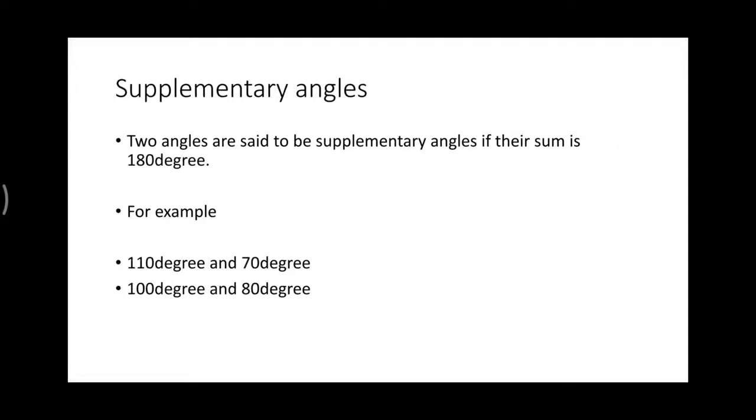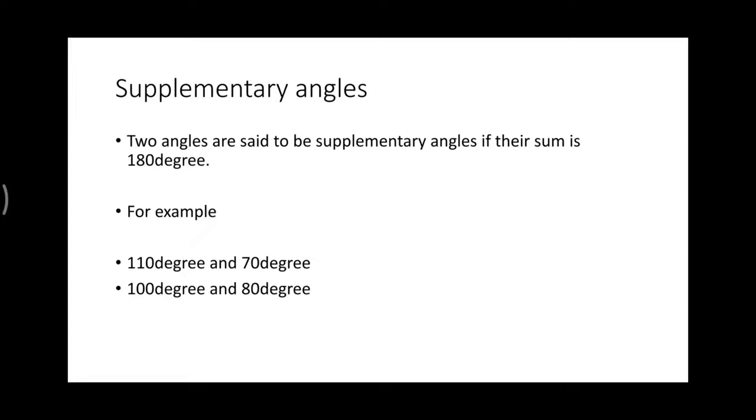Now supplementary angles. Two angles are said to be supplementary angles if their sum is 180 degrees. If the sum is 90 degrees, then they are complementary angles. If the sum is 180 degrees, then these are supplementary angles. For example, 110 degrees and 70 degrees both have a sum of 180 degrees, that's why these are supplementary angles. And 100 degrees and 80 degrees, both have a sum of 180 degrees, that's why they are supplementary angles.